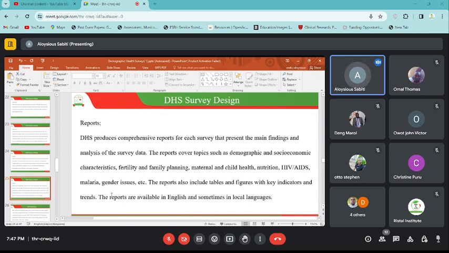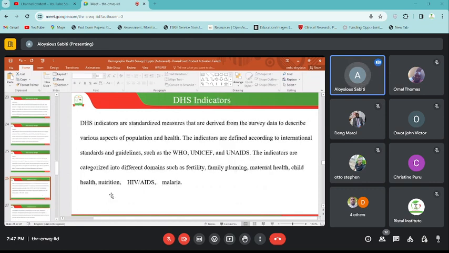If you log into the DHS program, you can access DHS reports for all the countries as you wish. And the reports cover all the topics such as demographic and socioeconomic characteristics, fertility and family planning, maternal and child health, nutrition, HIV/AIDS, gender issues, among others. The reports also include tables and figures with key indicators and trends. The reports are available in English and sometimes in the local languages as well. So you should be able to read the reports and understand the findings of the DHS.